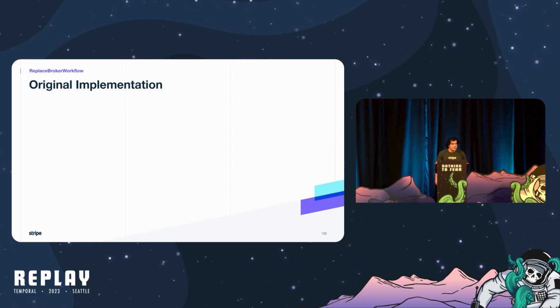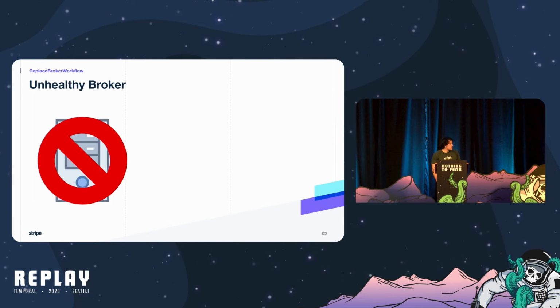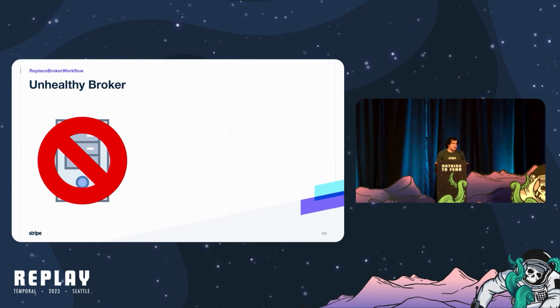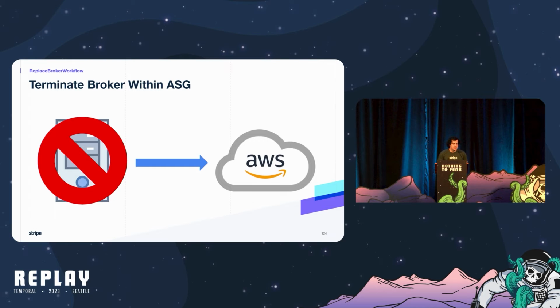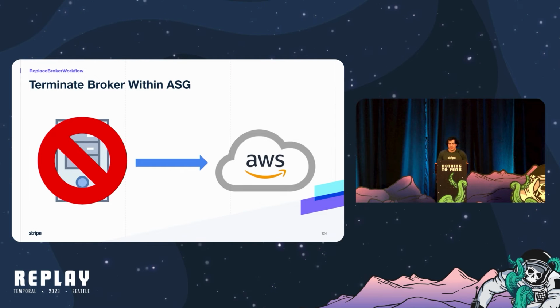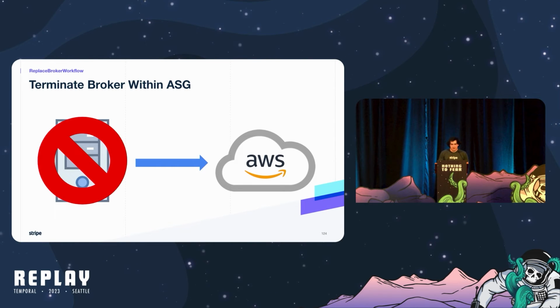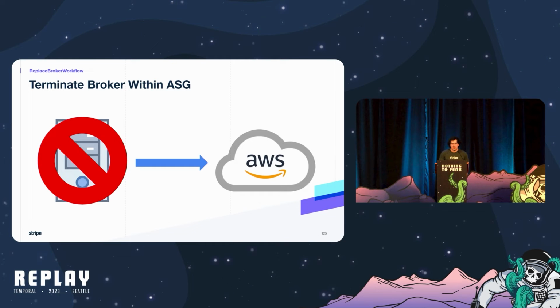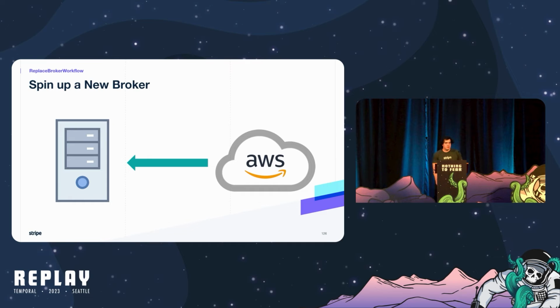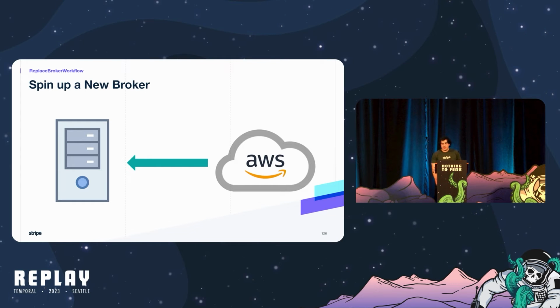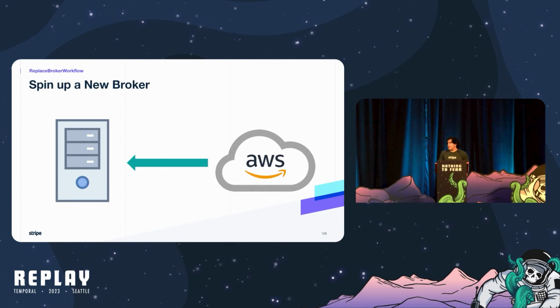So the original implementation was pretty simple. What we would do is first detect that there was an unhealthy broker. We would make a call to terminate the ASG through the AWS API. And then after that, we would wait for AWS to spin up a new instance of the broker. This seems all well and good.